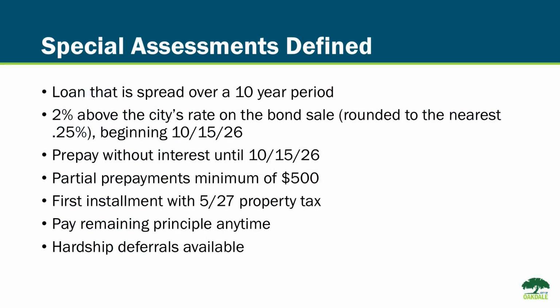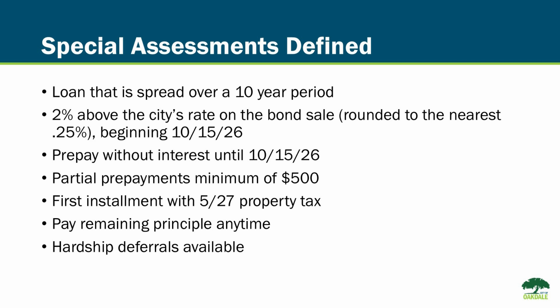What are special assessments? Special assessments are defined as a loan that is recorded against the property and spread over a 10-year period. The interest rate is 2% above the rate the city pays on a bond sale, with interest accruing starting in October of 2025. The property owners can prepay without interest up until that point, October of 2025. If the property owner prefers, they can make partial prepayments. We prefer that they be in minimum $500 increments.